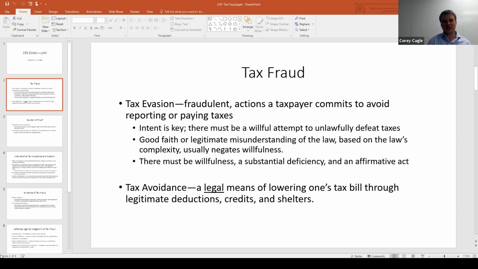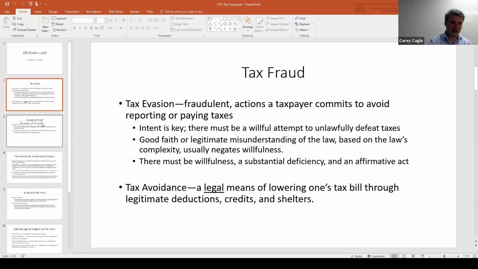We know what tax evasion versus tax avoidance is. So tax evasion is not legal. It's fraudulent. We're trying to avoid paying tax. We should pay. Intent is the key. There has to be, as with any fraud, willful intent to unlawfully defeat taxes. Can't be a mistake. And there's got to be willfulness, substantial deficiency, and an affirmative act. So that's tax evasion. Tax avoidance is legal. It is a legal way of lowering your tax bill through legitimate things. So tax avoidance is okay, and we strive for that.